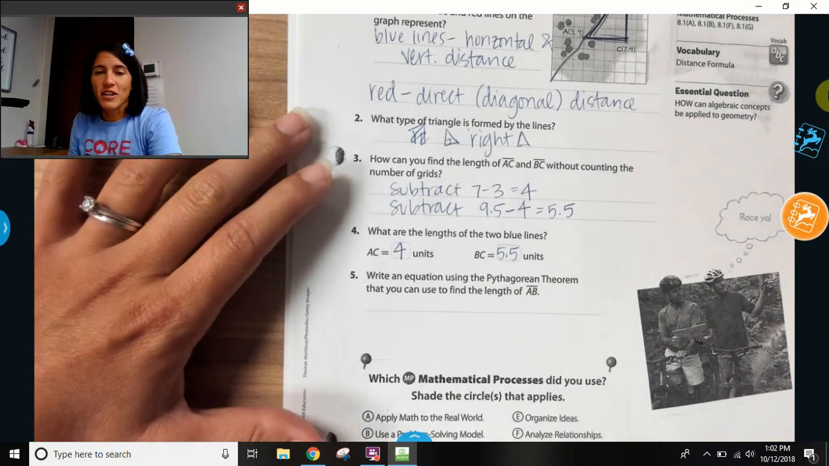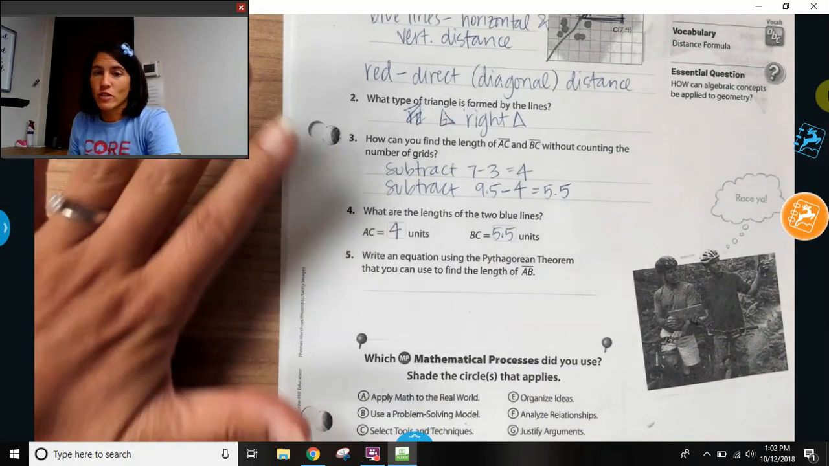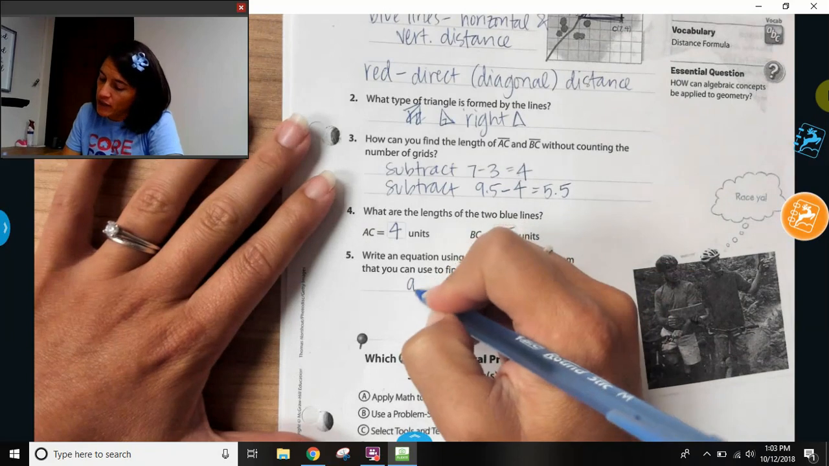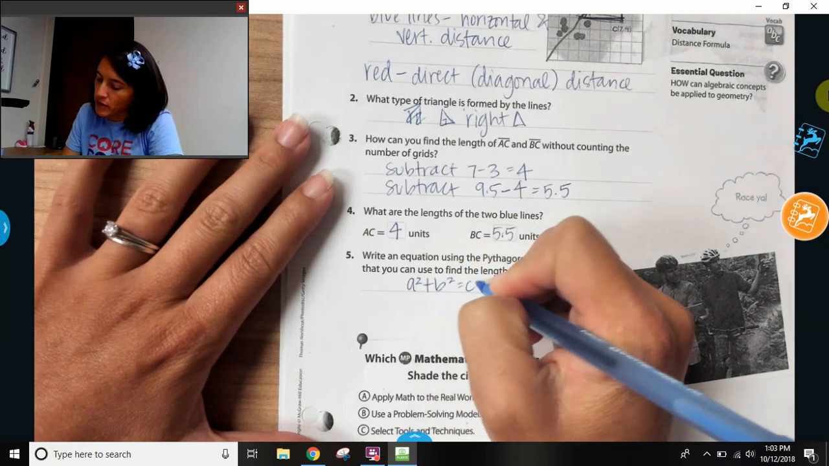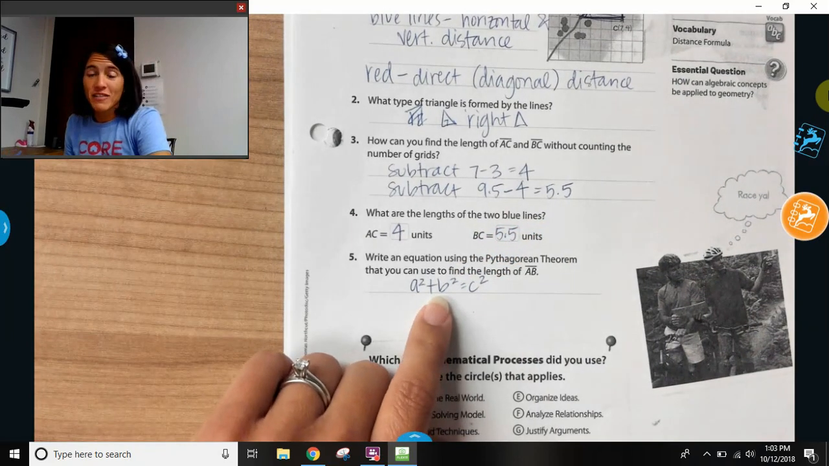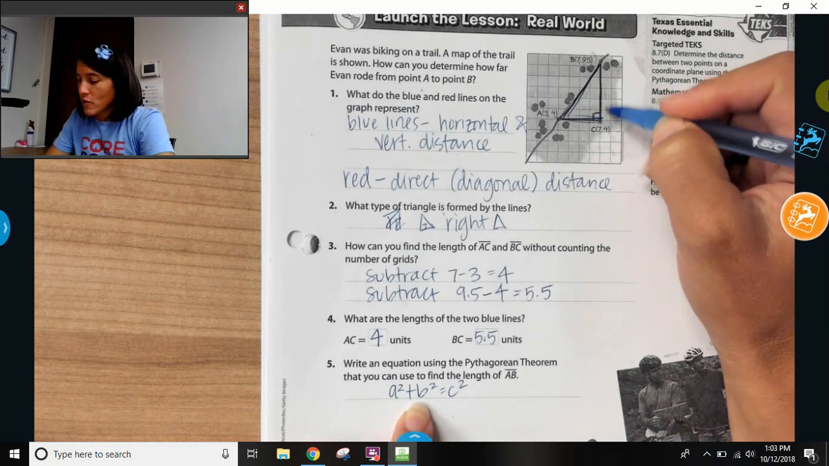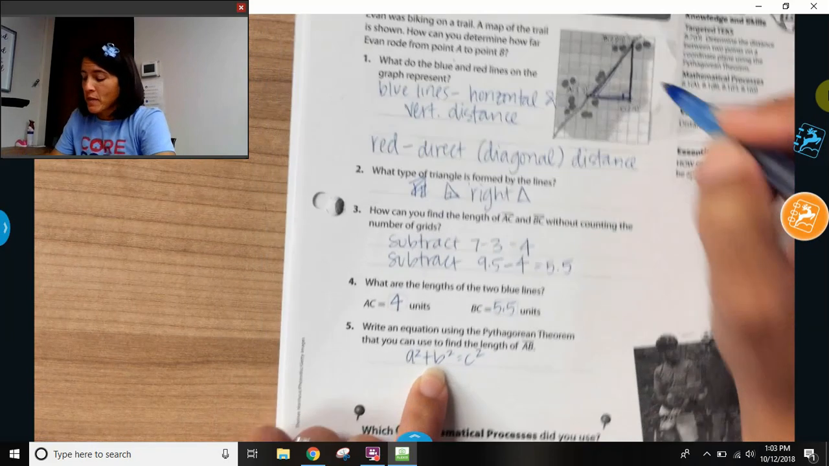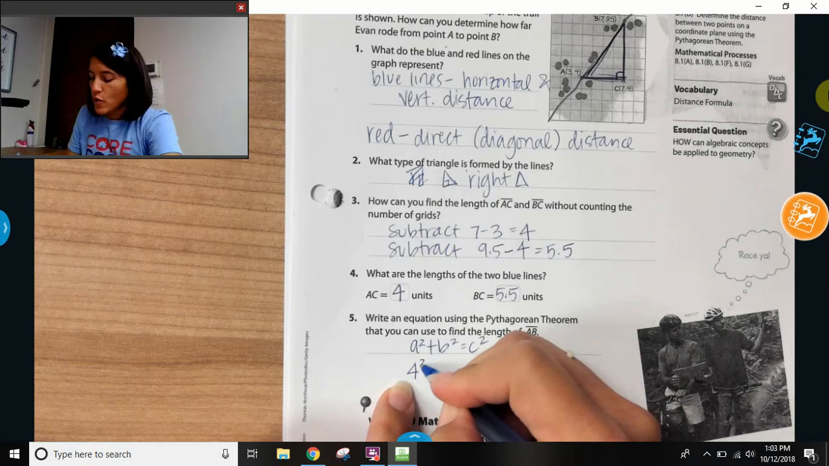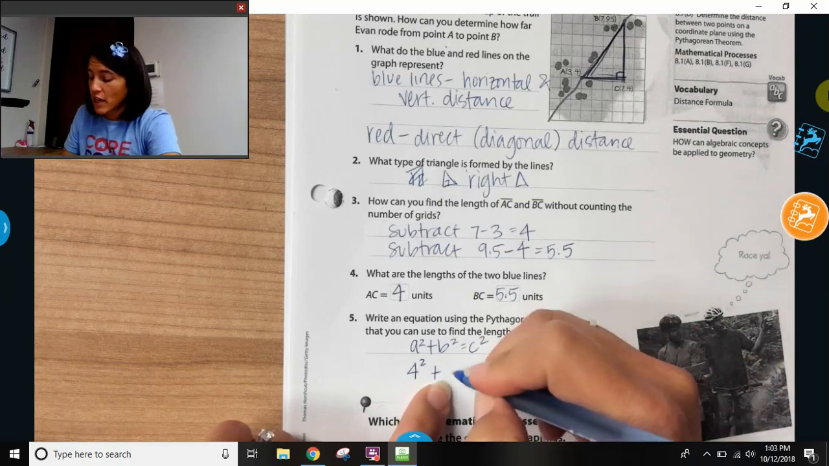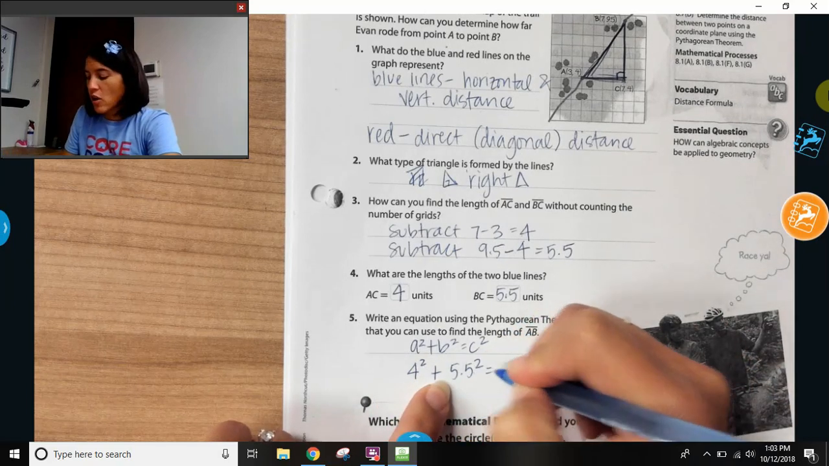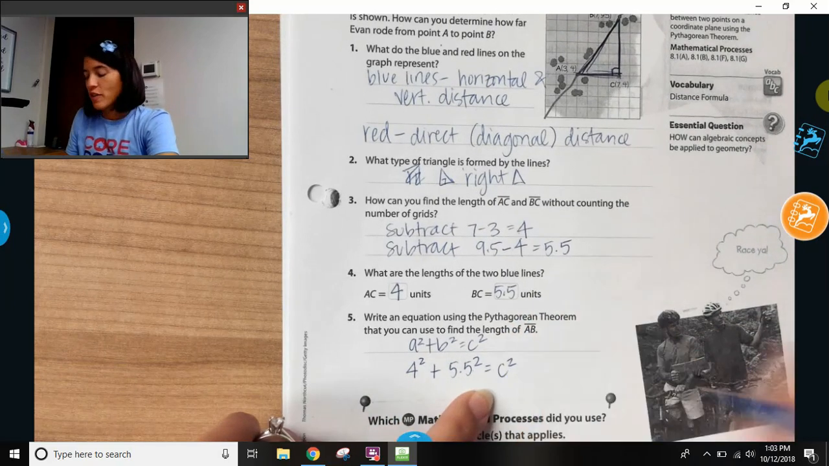And then the last one, write an equation using the Pythagorean theorem that you can use. So again, the Pythagorean theorem starts with a squared plus b squared equals c squared. A and b are the legs. They make up the right angle. And right here is our right angle. So A and B are the legs. So one leg is 4 units long. The other leg is 5.5 units long. And then that would equal the hypotenuse.